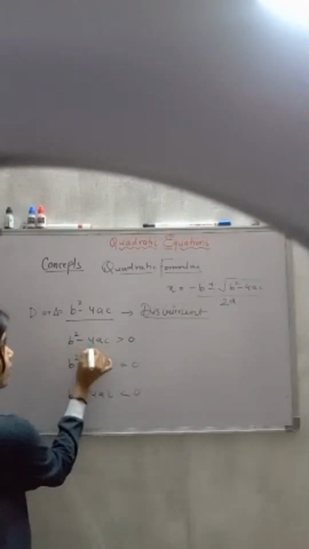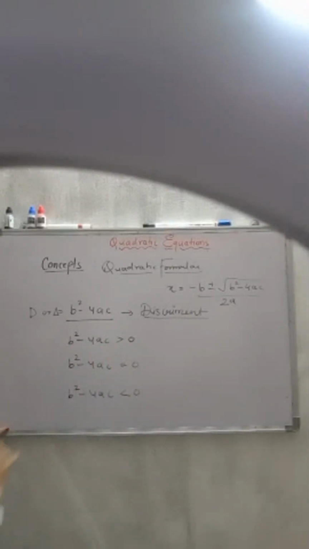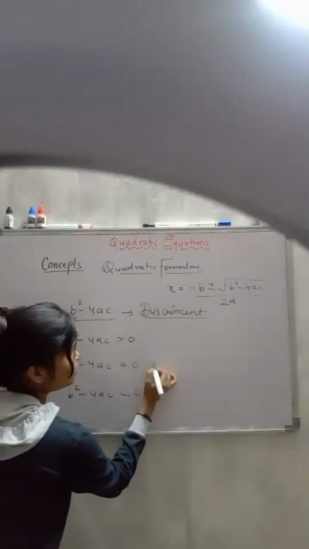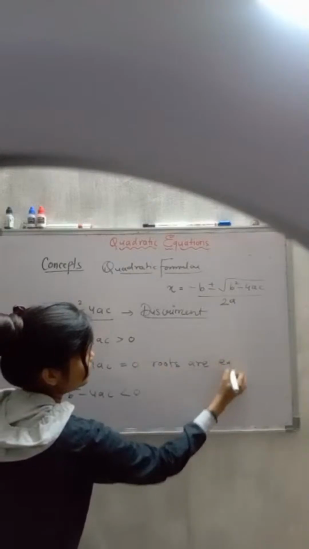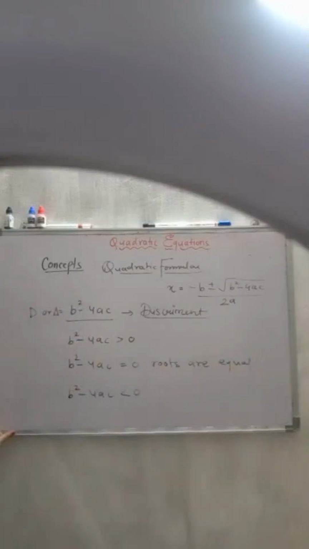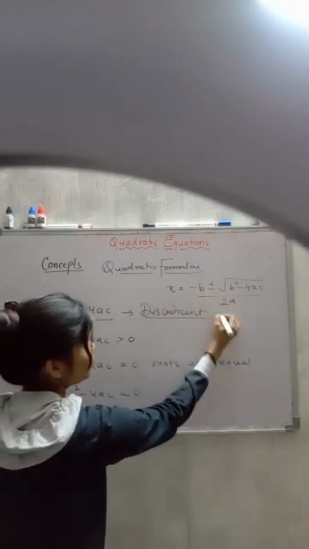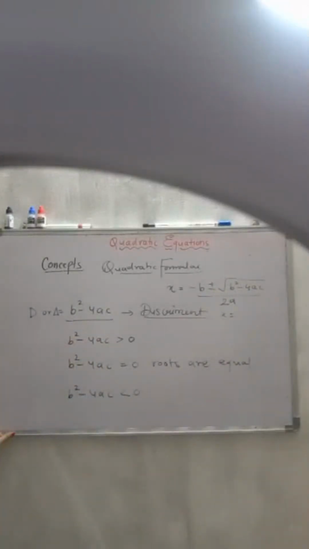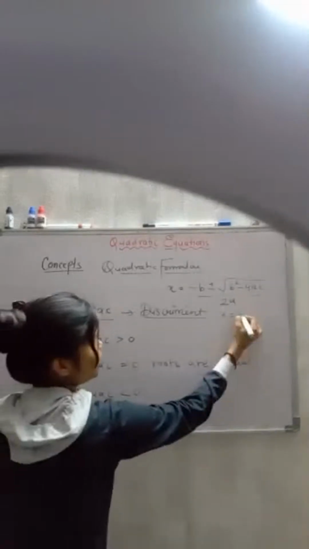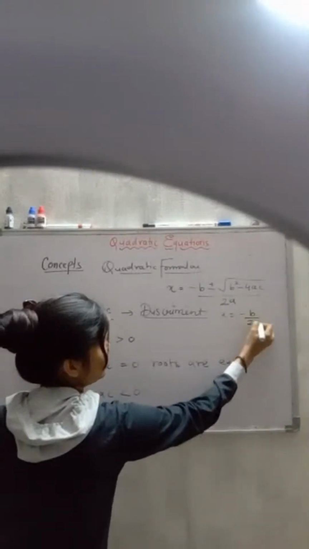If b square minus 4ac equal to 0, then we say the roots are equal. We will get equal roots, and since this is equal to 0, the equal root will be x equal to minus b by twice of a.